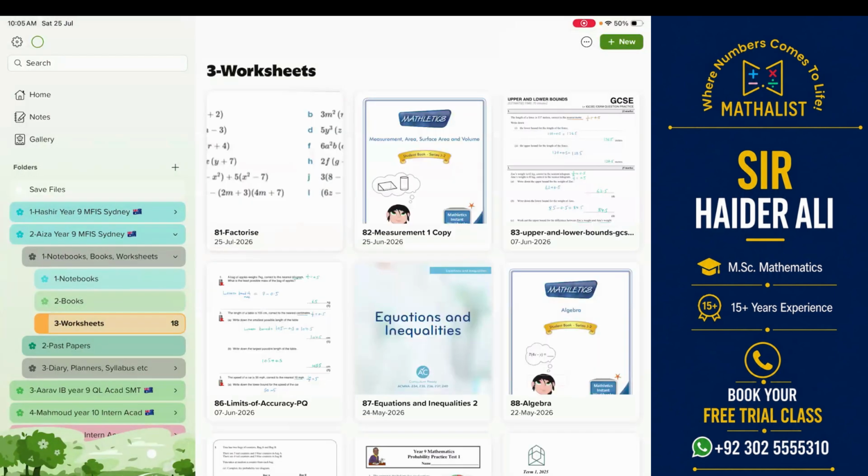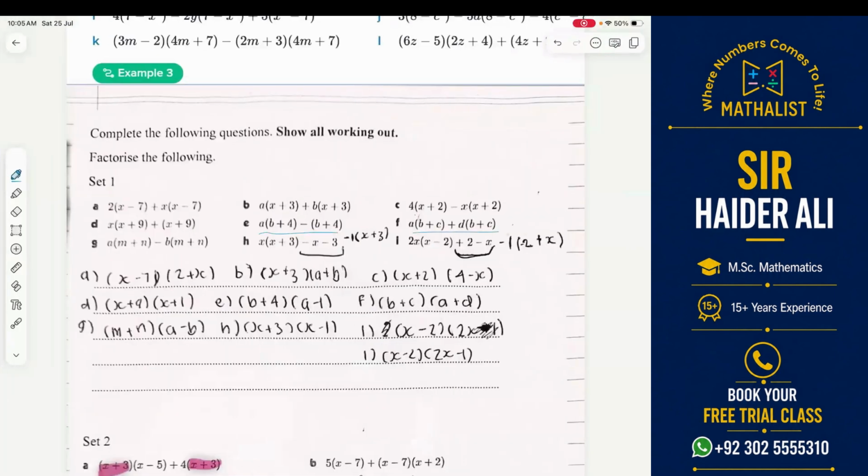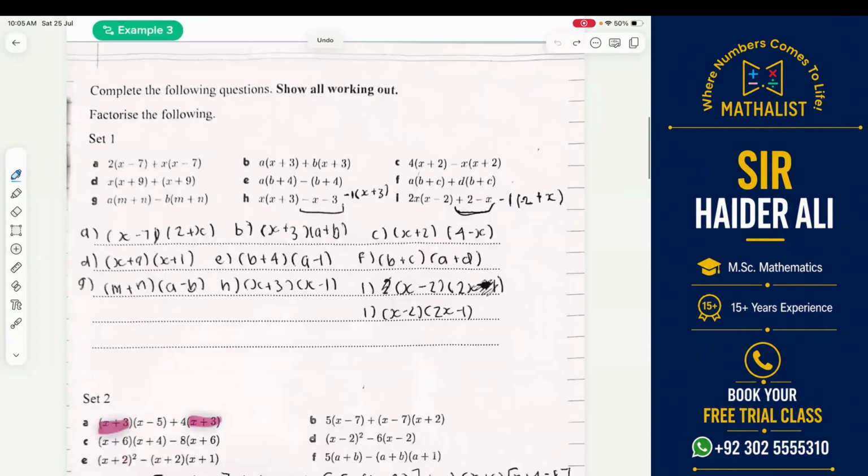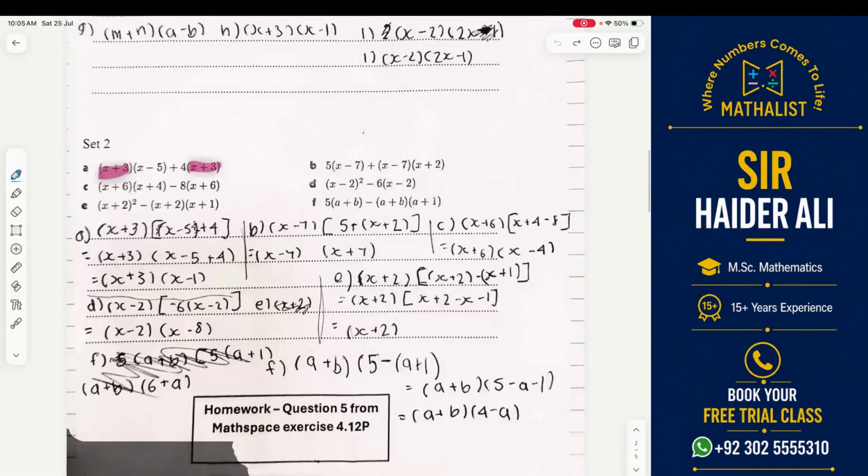Like here, b plus 4 common, b plus c common, x plus 2 common. So I am going on to the next parts. The next part is also similar, like d part, x minus 2 common. Inside I have x minus 2 and in the second term minus 6. So x minus 2 and x minus 8. It is the answer. Okay.